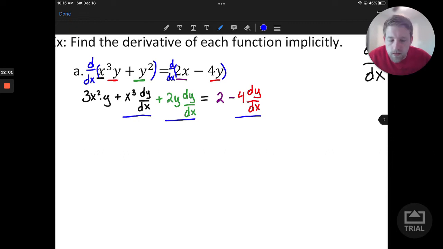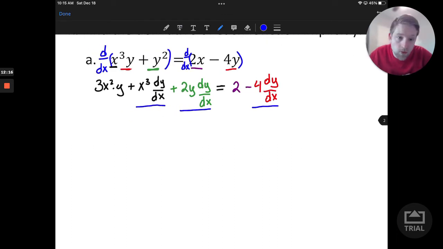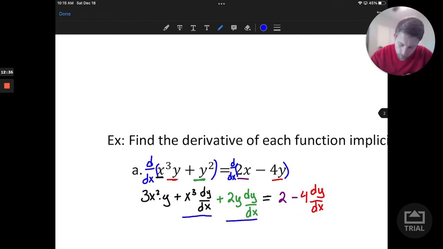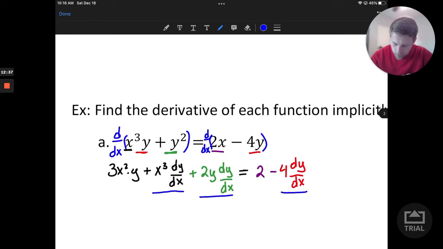Our next task is to see if we can actually group these together and then maybe factor out that dy dx term and see if we can isolate that on one side of the equation. So here's where we're going to do a little bit of algebra to kind of finish this problem up. I'm going to maybe bring all the dy dx terms to one side, and I'll do this to the left side, and bring all the non-derivative terms to the right side. They're not constant, but they're just non-derivative terms. So let's go ahead and do that in this next step.